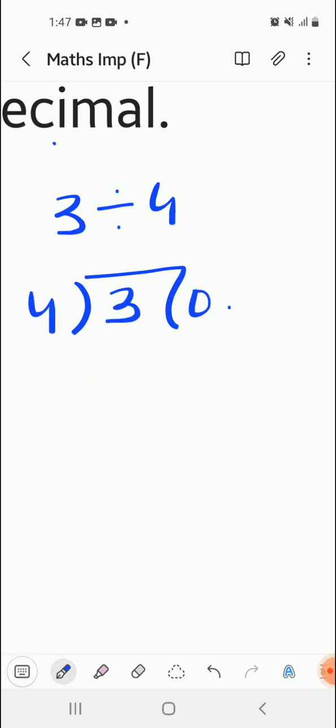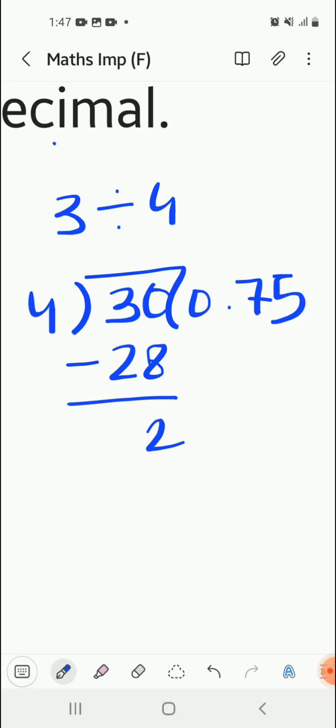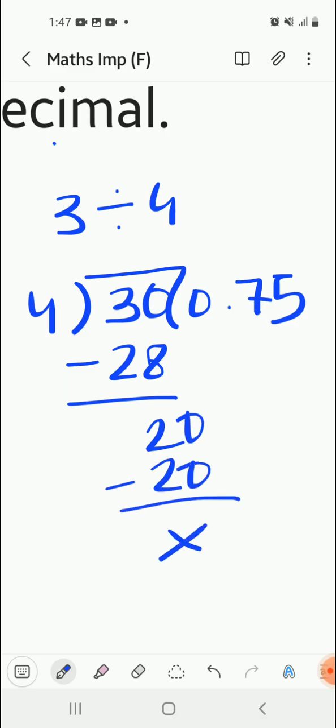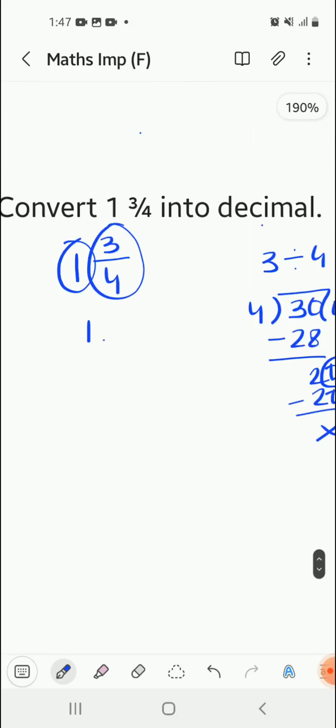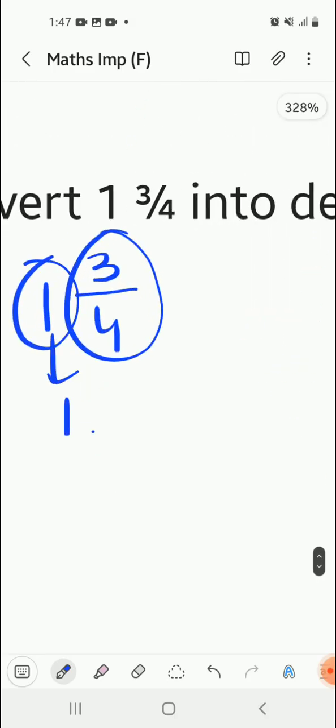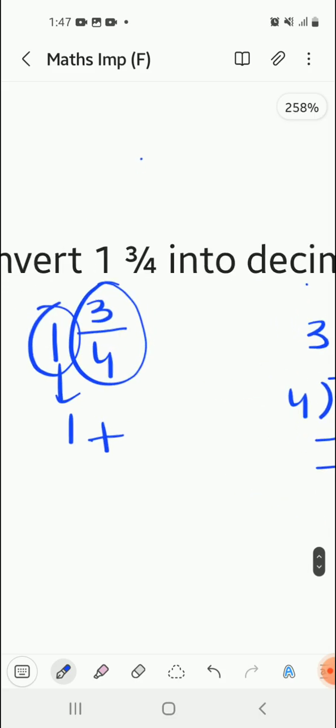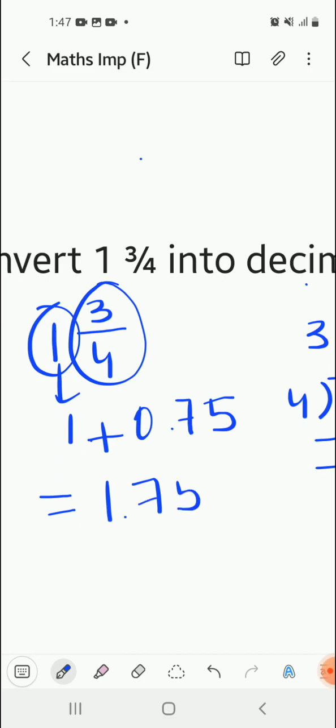Insert a point here. Again, insert a 0 here. 4 sevens are 28. Then 2. 4 into 5, 20. Right? Why did we insert a 0? We can insert as many zeros as we want because we are doing a decimal sum. 0.75 is my answer. So the 1 because of this whole number, and for 3 by 4, 0.75. Add both of them, my answer becomes 1.75.